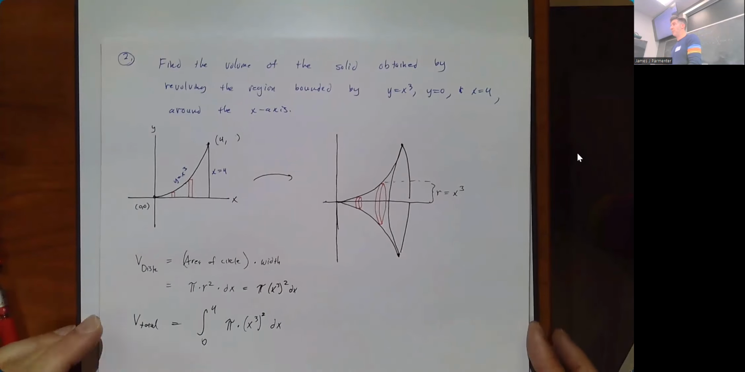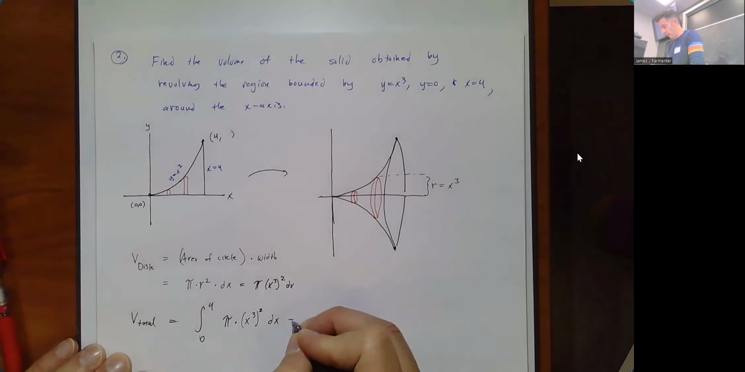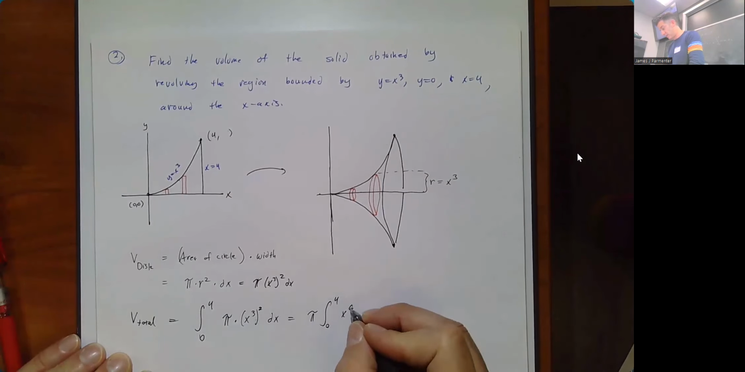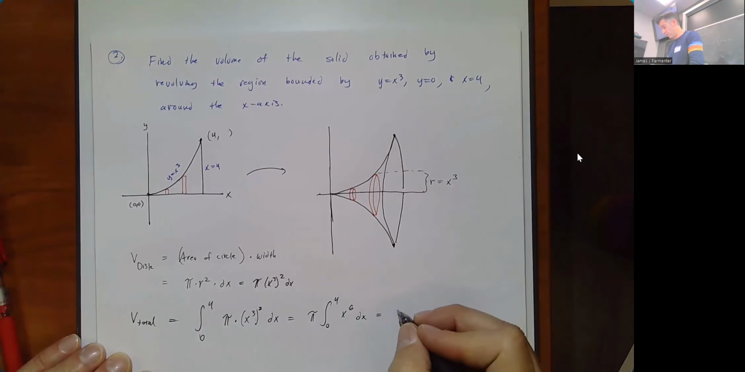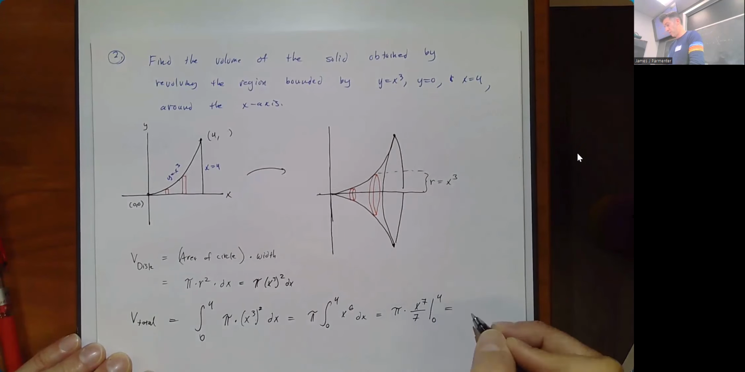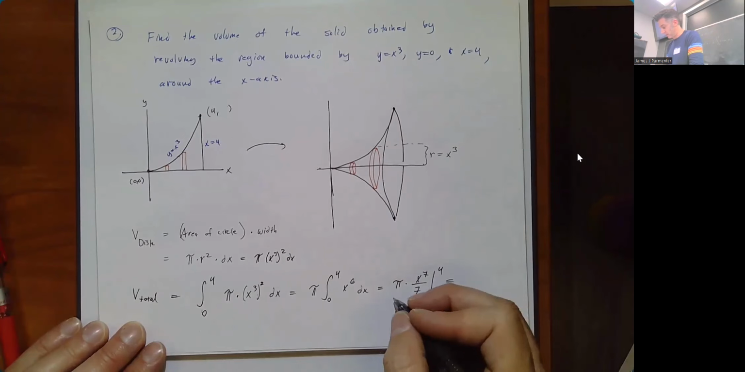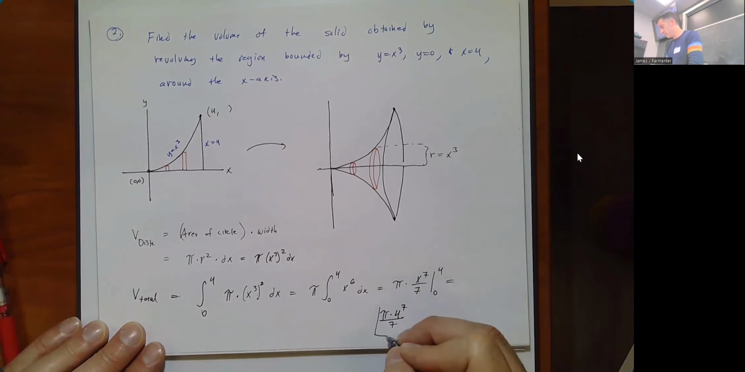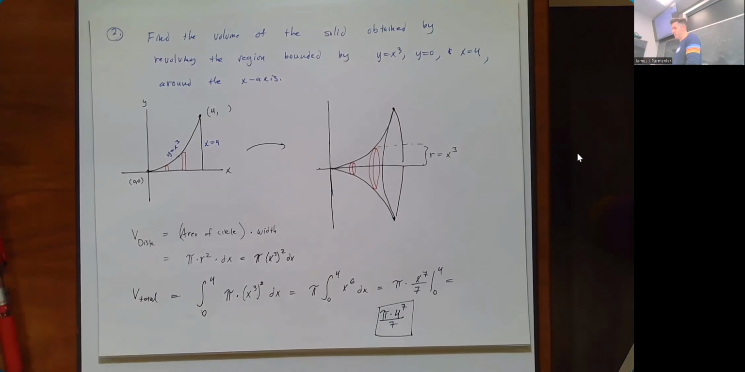The calculation here is not particularly terrible. I would pull the pi out in front. Get the integral from 0 to 4 of x cubed squared, which is x to the 6th. We anti-differentiate. We get pi times x to the 7th over 7 from 0 to 4. We plug in and we get some grotesque number, pi times 4 to the 7th all over 7 minus 0. Whatever that happens to be, it's gross. Yeah, it's too big.